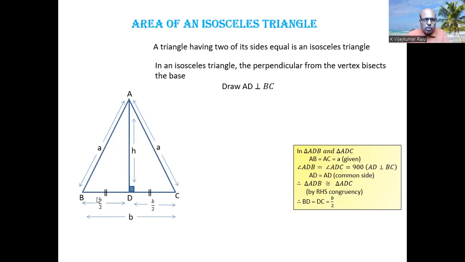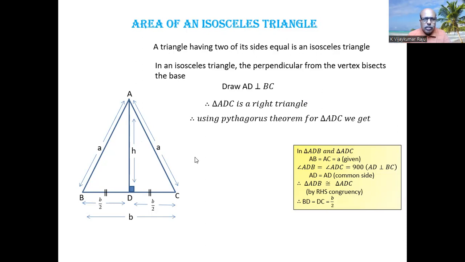If these two triangles are congruent, that means BD and DC must be equal because they are corresponding parts of congruent triangles. That means each of them should be b by 2. Now if this is b by 2, we have proved this is b by 2, and this is h. So let us apply Pythagoras theorem here. ADC is a right triangle. Because it's a right angle triangle, by applying Pythagoras theorem to this triangle, we get AD square plus DC square is equal to AC square. AD is h and DC is b by 2.